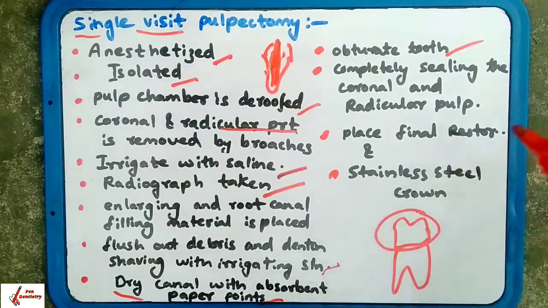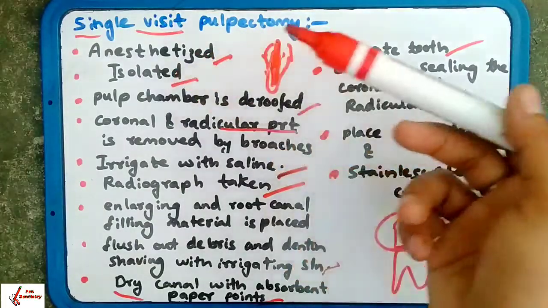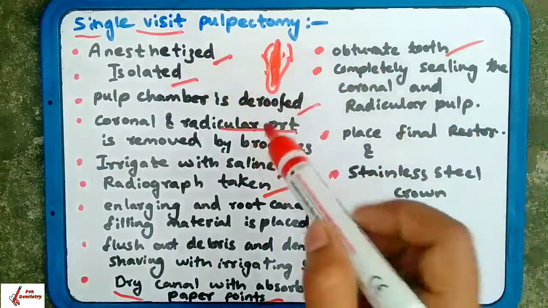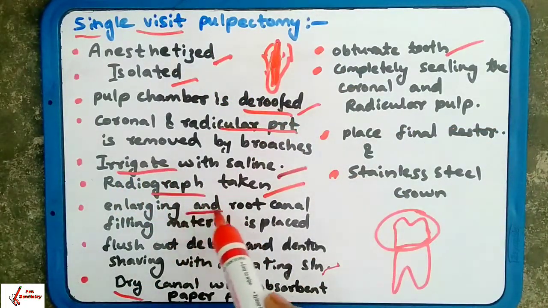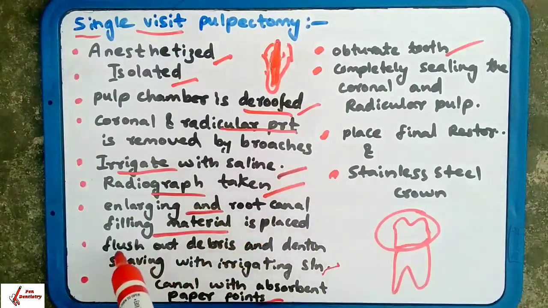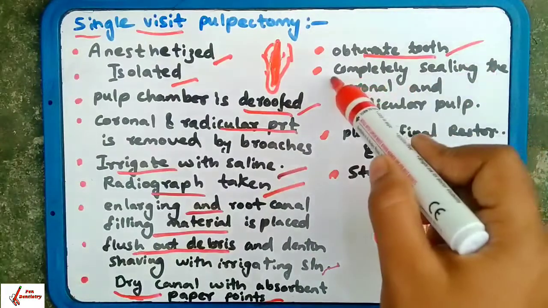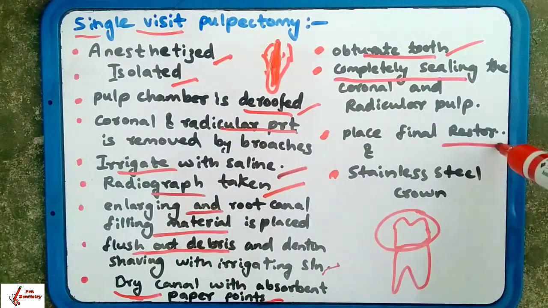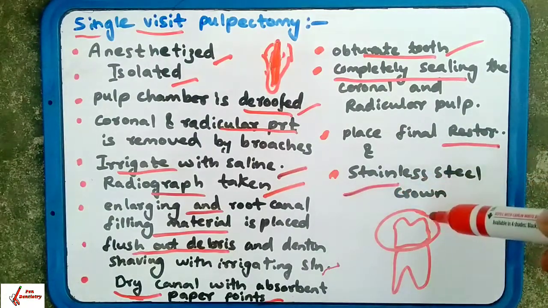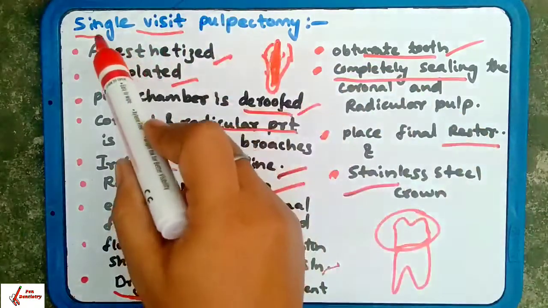Okay. First is anesthetize, isolate, deroofing, irrigation, radiograph, enlarging, filling material placing, flushing out debris, dry the canal, obturate the canal, complete sealing. Then you will do the final restoration. Then the stainless steel crown is placed. This is done in a single visit.